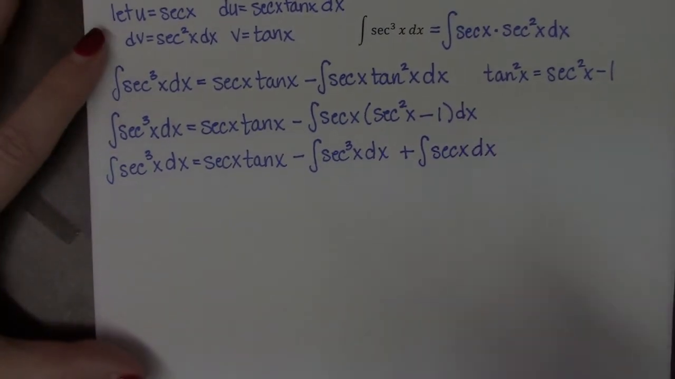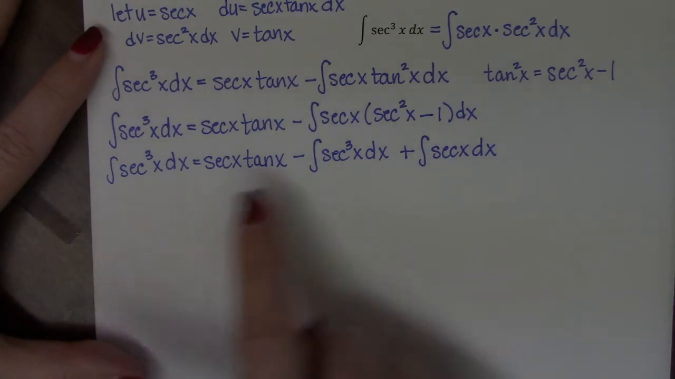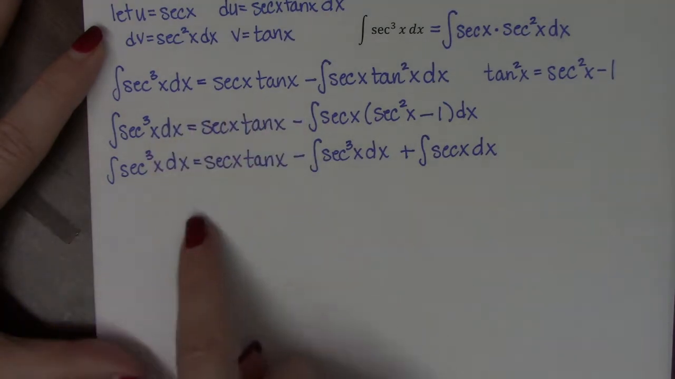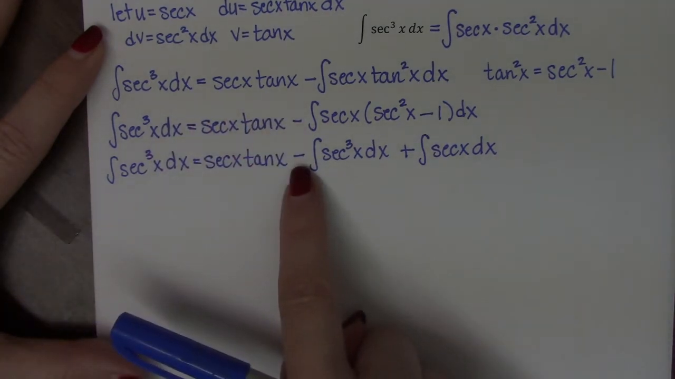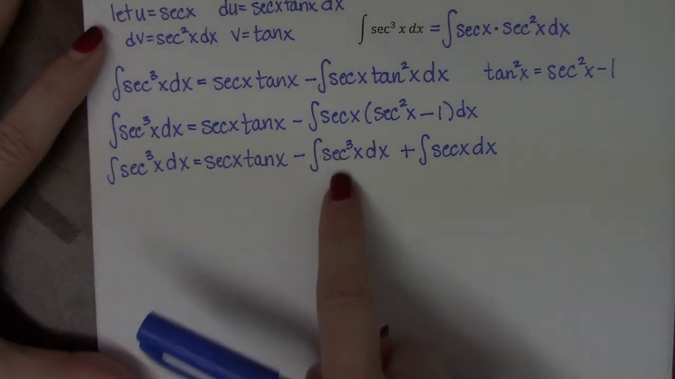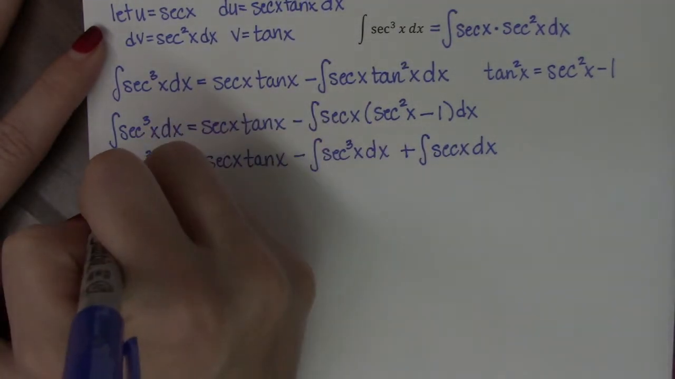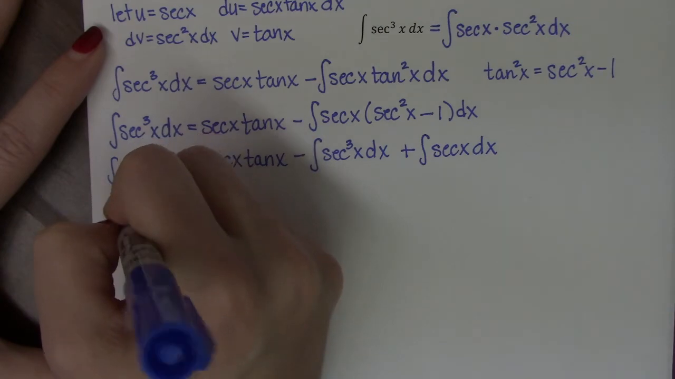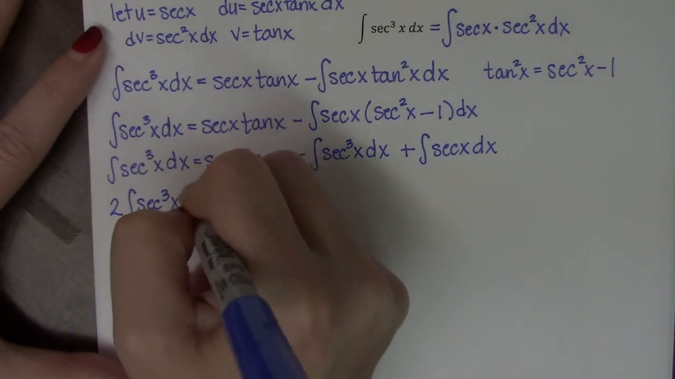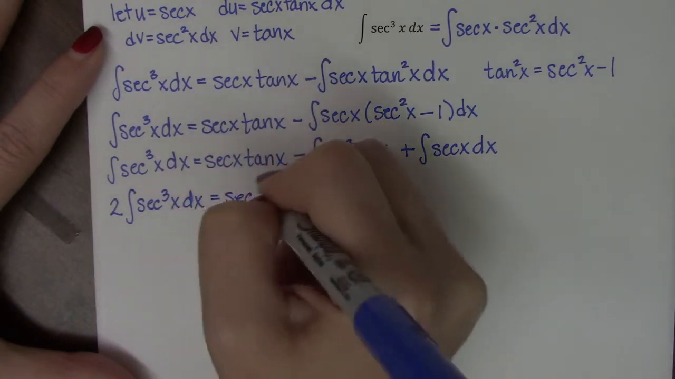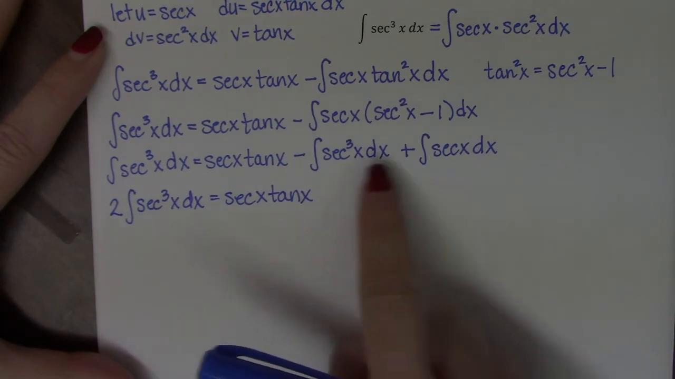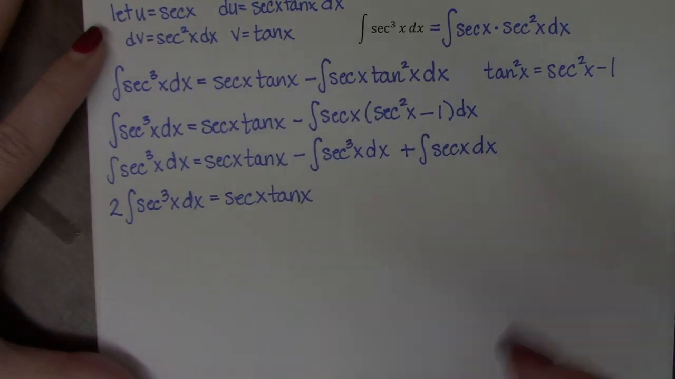So notice here that we got a secant cubed again, right? And this is why I keep writing this line here, because sometimes this will happen when you have trig integrals. So because this is a minus secant cubed, I can actually add this over to the other side, and now I'll have 2 of these. So this becomes 2 times the integral of secant cubed x dx equals secant x tan x, right? So this guy was moved, and this has a known antiderivative.